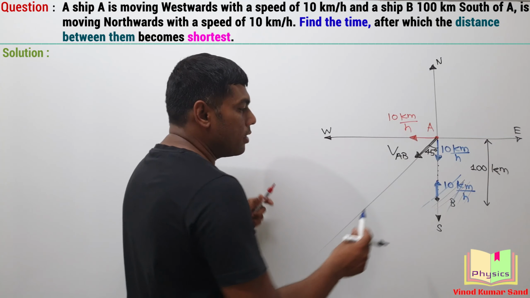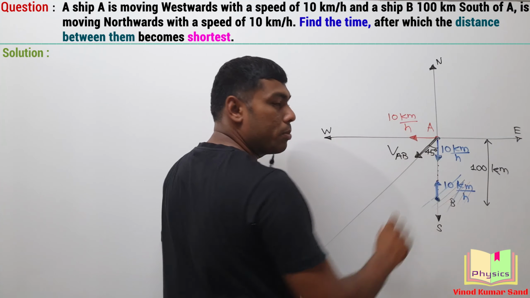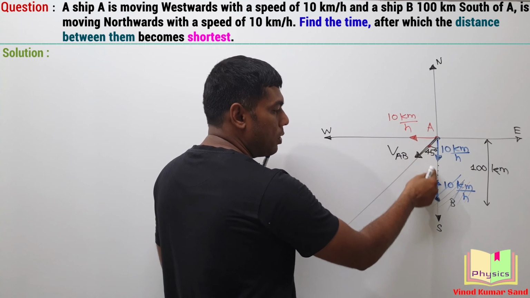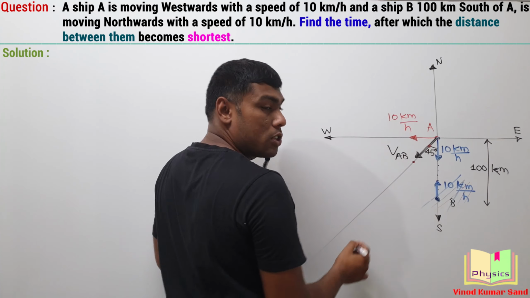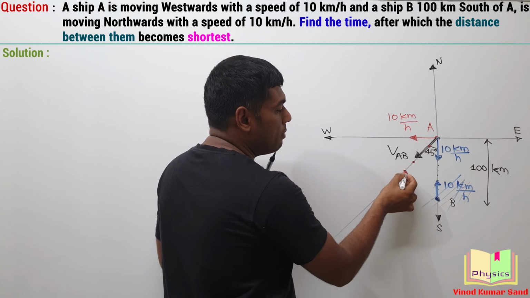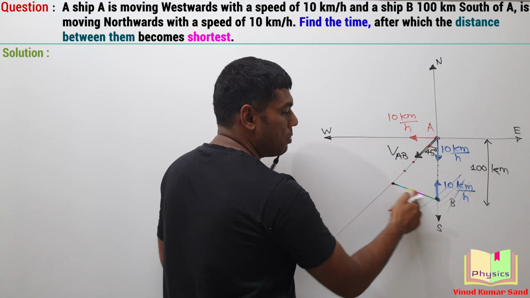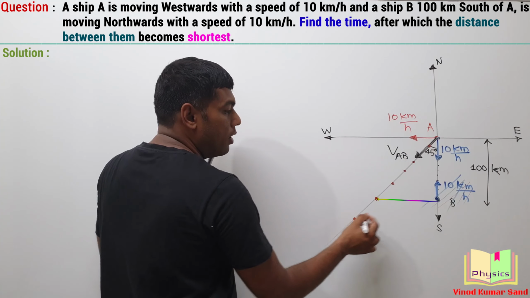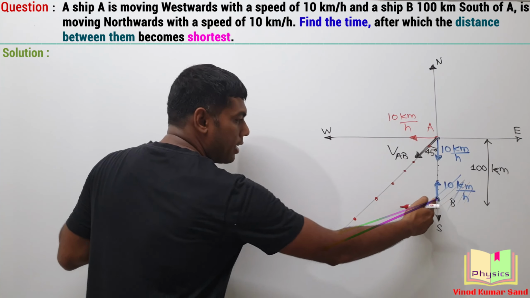Now, initially the distance between B and A is this much, the 100 km. After some time, the A reaches here. Then distance between B and A will be this. After some time, A reaches here, and the distance between B and A will be this. A reaches here, distance between B and A is this. What you see now, the distance between B and A is continuously increasing.